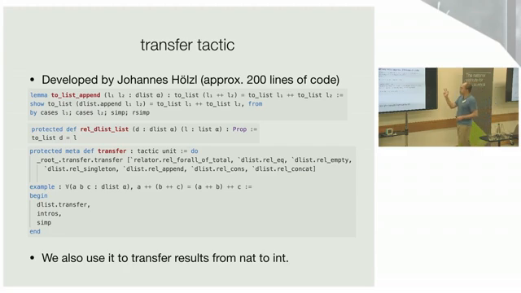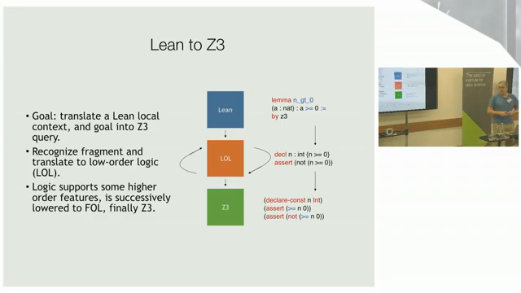You don't need to have lists only, you can also transfer results from nat to int. It has many bells and whistles, and it's using the Lean library. Now we come full circle.